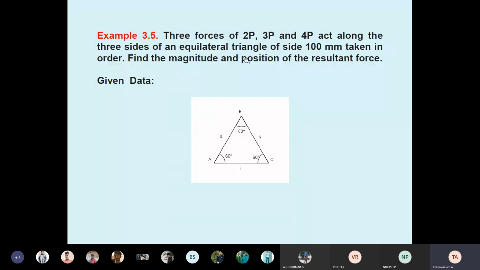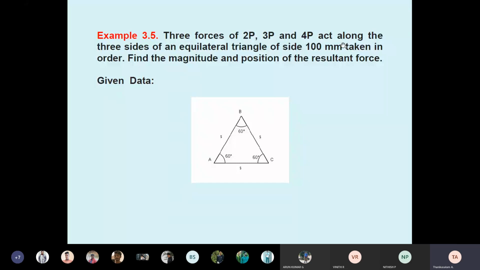See the question, three forces, 2P, 3P and 4P act along the three sides of an equilateral triangle. What is an equilateral triangle? Three sides must be equal, and the angles must also be equal. Students understand? They did not give any diagram, only the condition: act along three sides of an equilateral triangle. That is 60, 60, 60. That is an equilateral triangle.